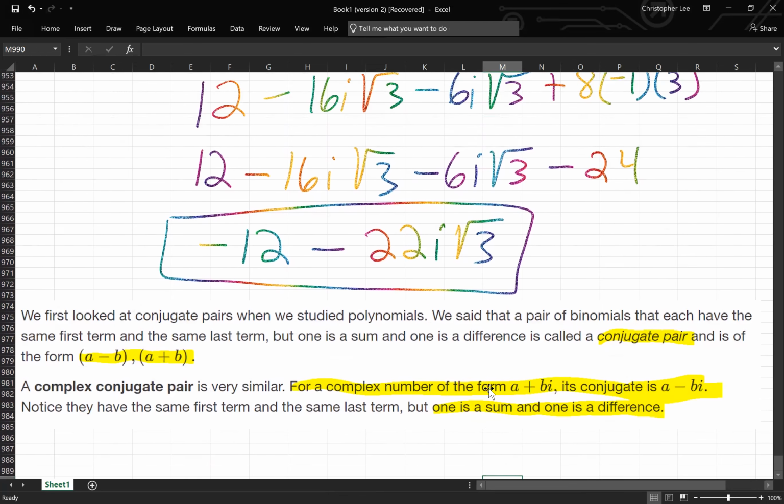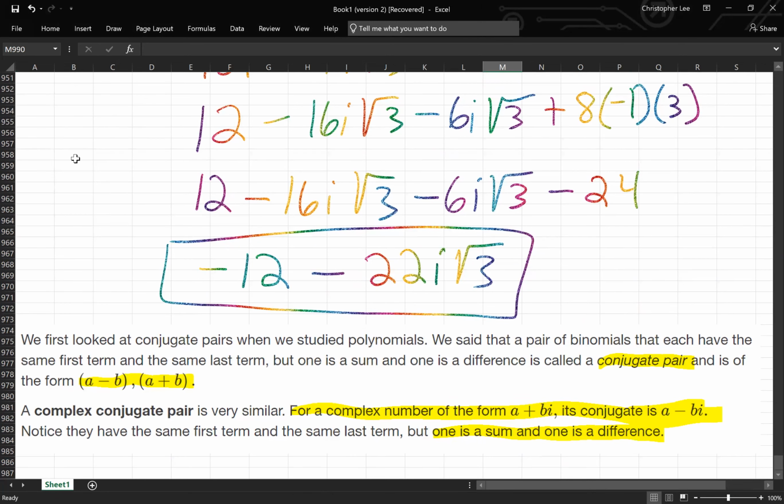All right, so we first looked at conjugate pairs when we studied polynomials. We said that a pair of binomials that each have the same first term and the same last term, but one is a sum and one is a difference, is called a conjugate pair, and is of the form a minus b and a plus b. A complex conjugate pair is very similar. For a complex number of the form a plus bi, its complex conjugate is a minus bi. Notice they have the same first term, same last term, but one is a sum and one is a difference.